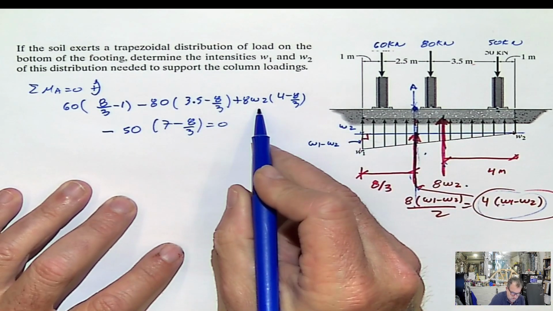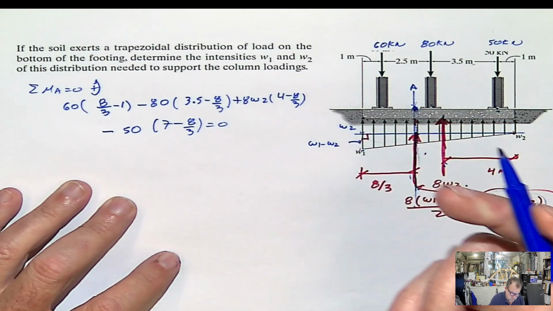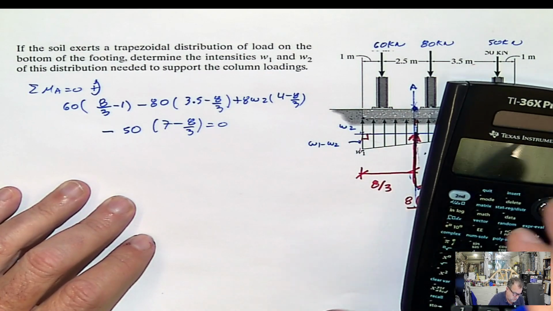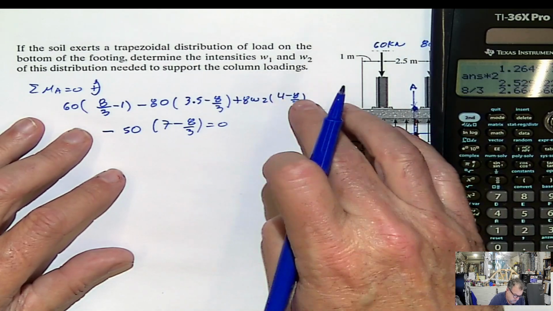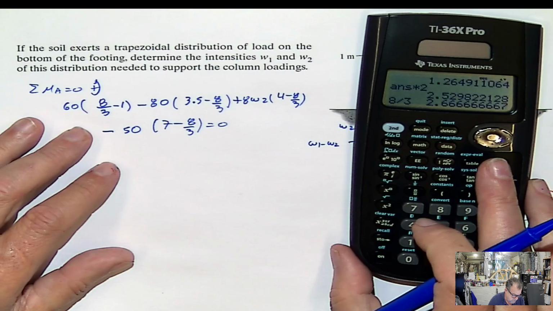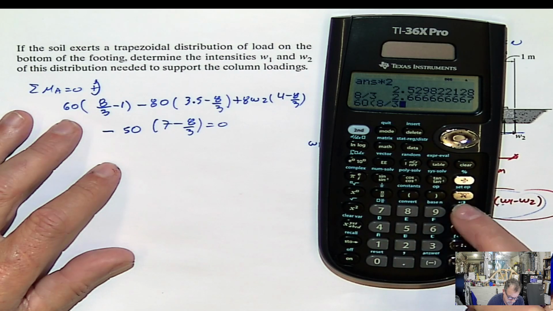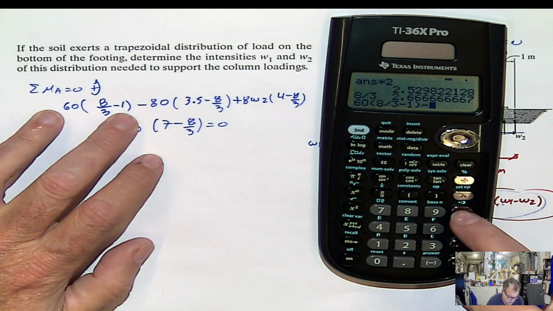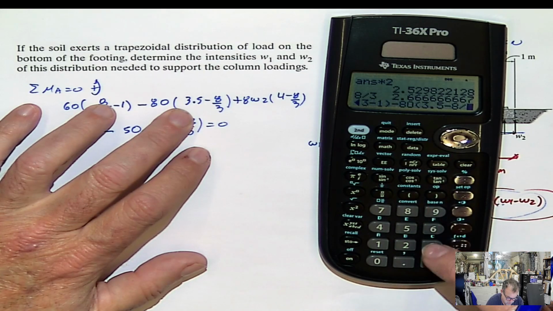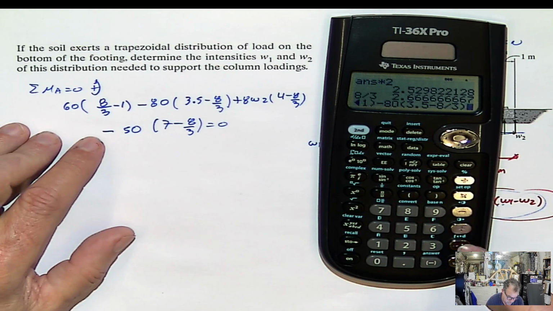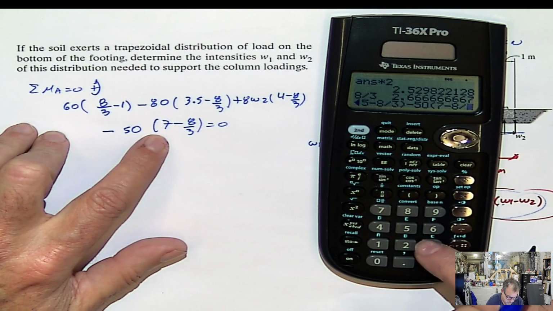equals 0. And look, this is our only missing variable here in this equation. So we can solve this problem. I'm going to try to group everything first, and keep this for the last. So I'm gonna say 60 times 8/3 minus 1, minus 80 that multiplies 3.5 minus 8/3, minus 50 that multiplies 7 minus 8/3.